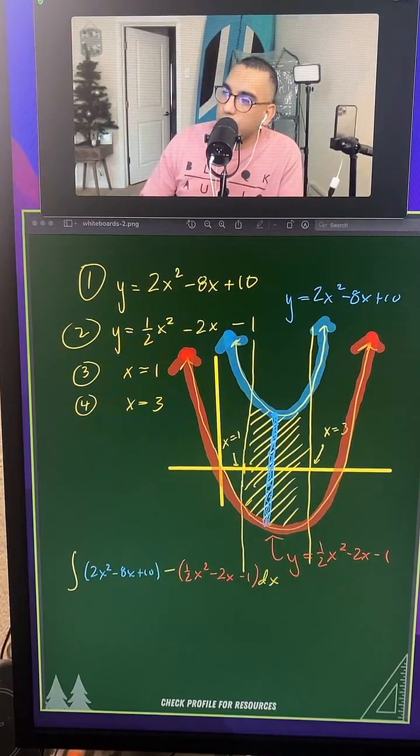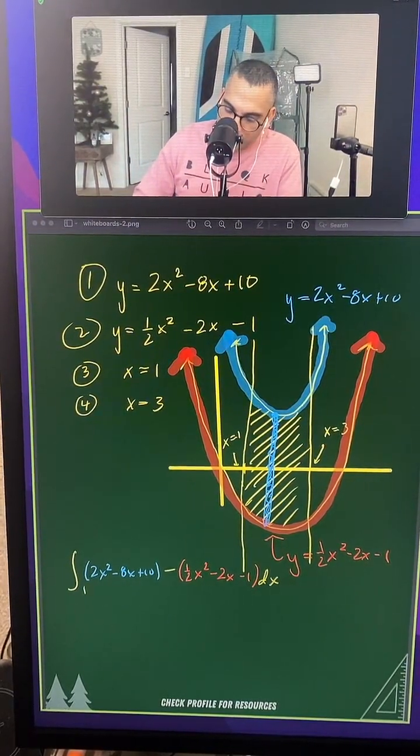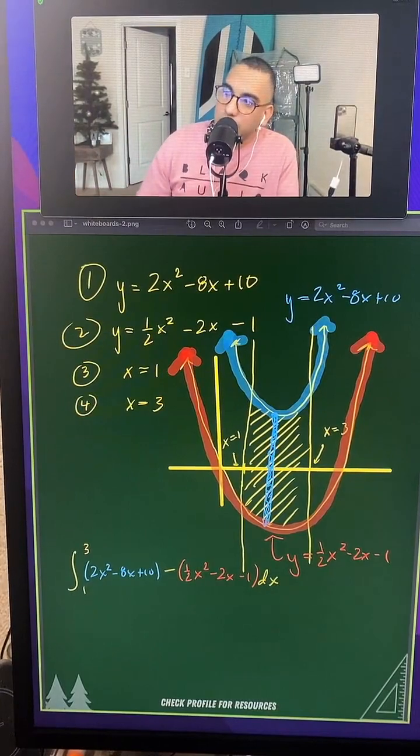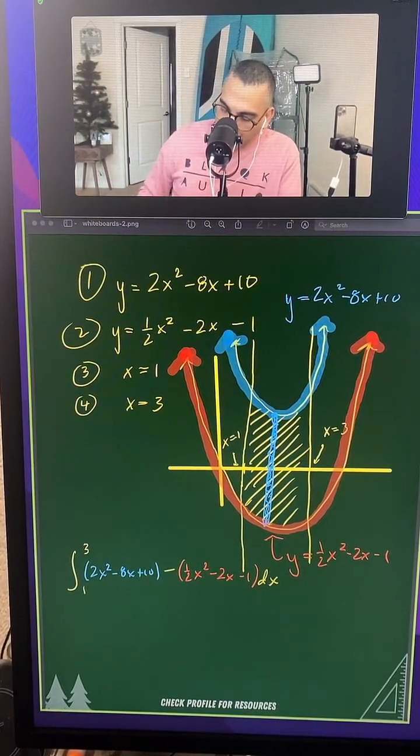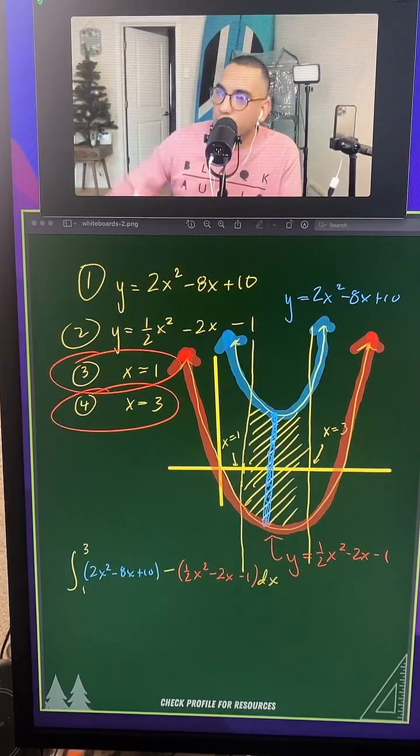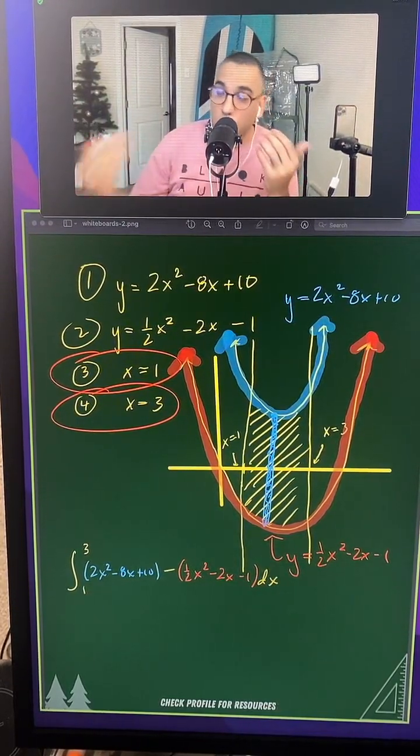Anthony, 1 and 3, I 100% agree. Yes, it's going to be 1 and 3. Why is that? Let's look at the graph, okay? Not only did they give us the x values, 1 and 3, but when I graph it, you can tell that it's going to be 1 and 3.